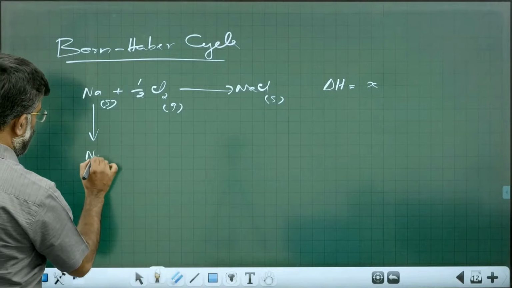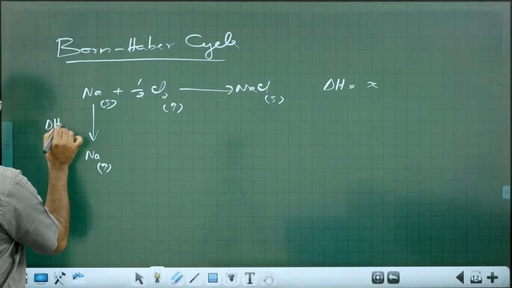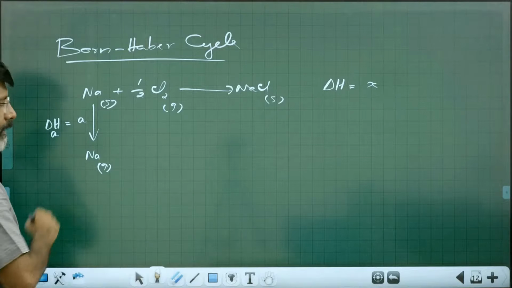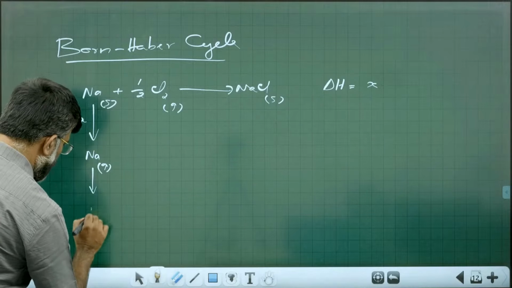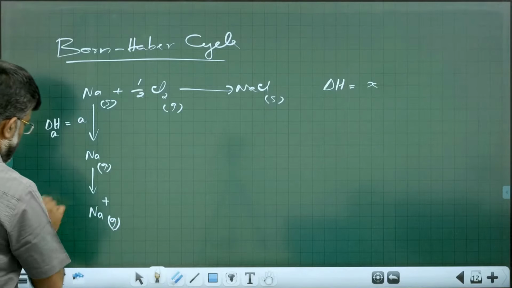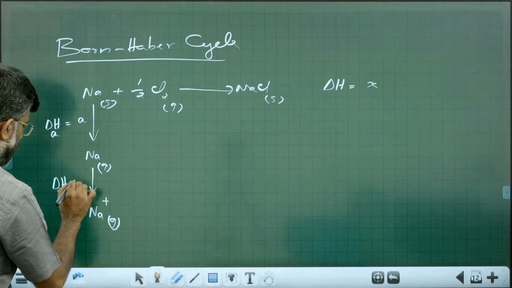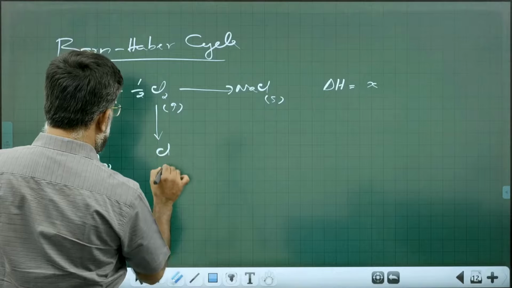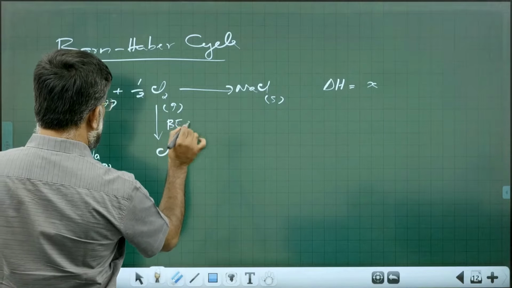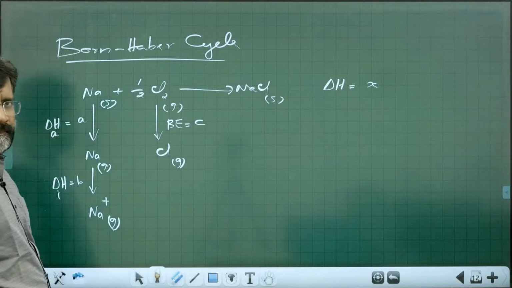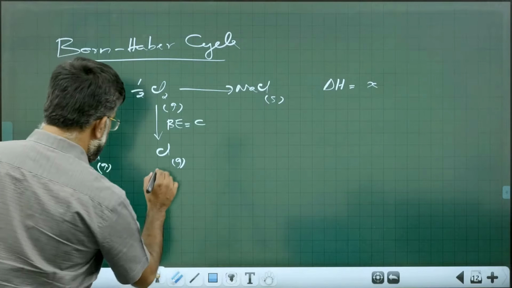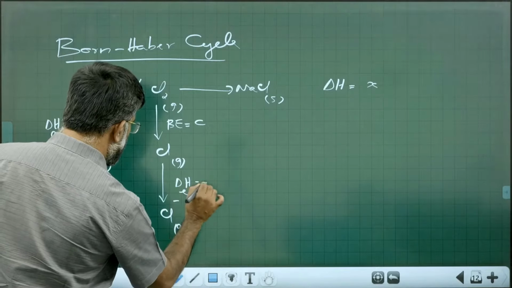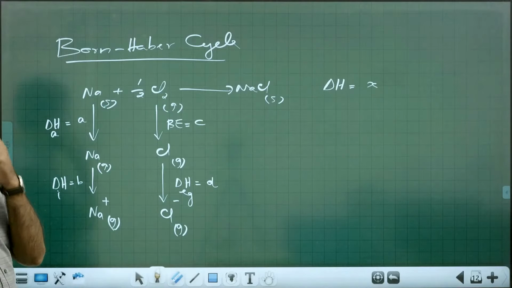Sodium solid is converted to sodium gas. We call it enthalpy of atomization. Let the value be A kilojoule per mole. And sodium gas is converted to Na plus gas. That is called ionization enthalpy. Let that value be B kilojoule per mole. And Cl2 converted to Cl gas. That is bond enthalpy. Let the value be C kilojoule per mole. And chlorine converted to Cl minus gas. That is electron gain enthalpy. Let the value be D kilojoule per mole.